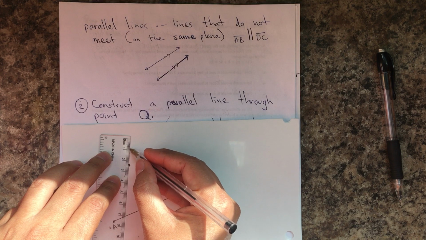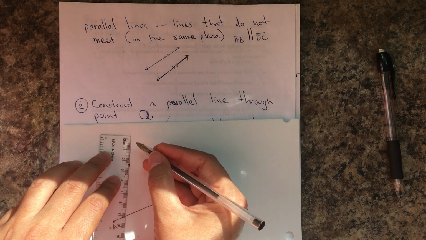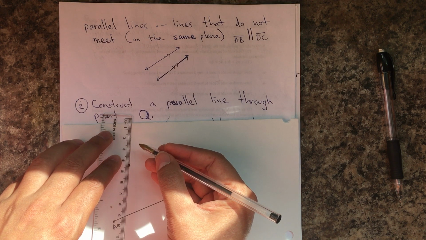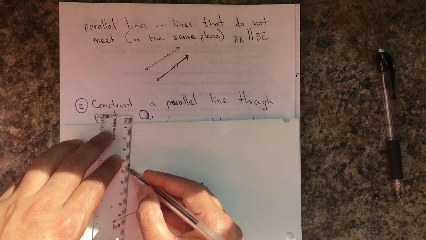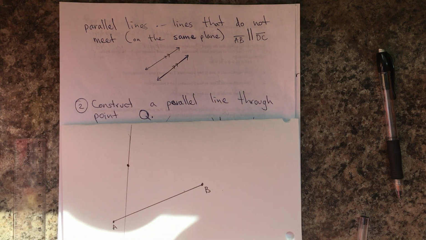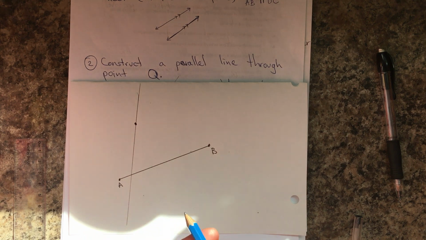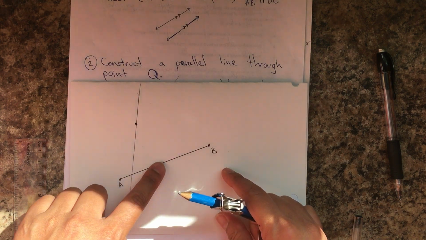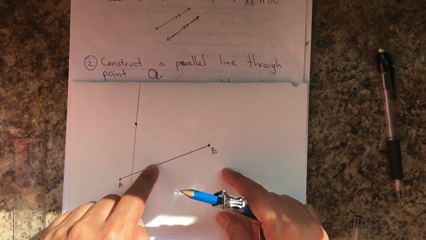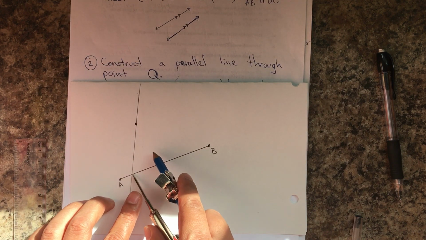So I'm going to draw a line very lightly in there. Make sure that it's big enough so that you have extra space. This is what you learned in the previous lesson. You're going to copy this angle. See how there is an angle formed by the given line and the line that you drew? You're going to copy that angle.